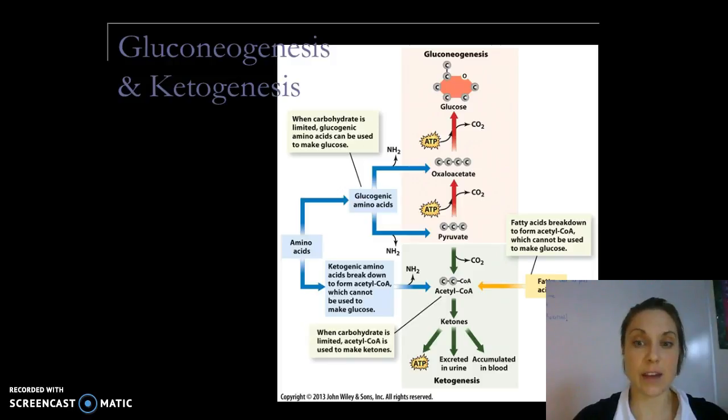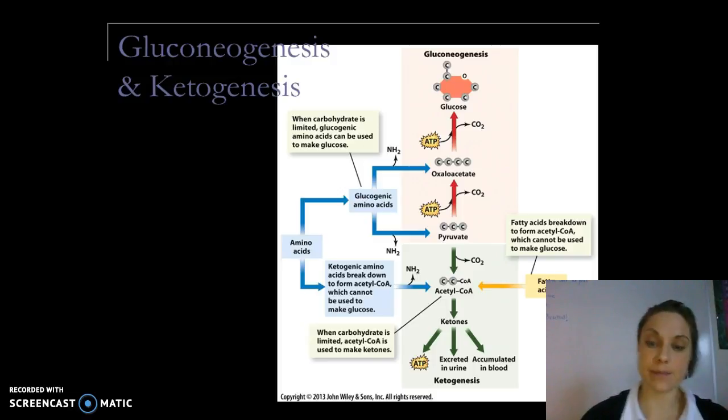Gluconeogenesis is the process of converting pyruvate to oxaloacetate and back to glucose, and that's when glycogen is broken down. When there's no carbohydrate available, acetyl-CoA can also create molecules called ketones. Ketones can create some ATP when there's no carbohydrate available exogenously, and ketogenesis is used in times of starvation, if somebody's on a low carbohydrate diet, or in uncontrolled diabetes.